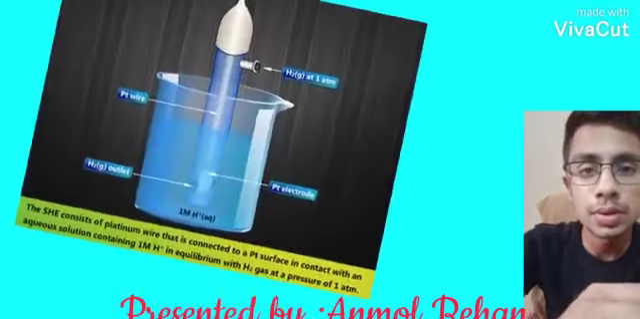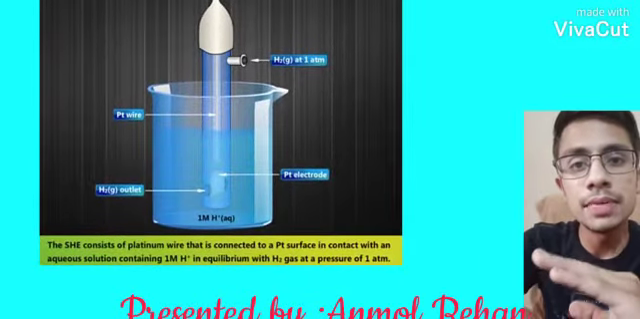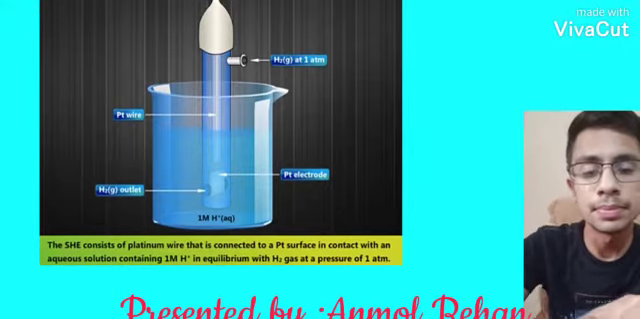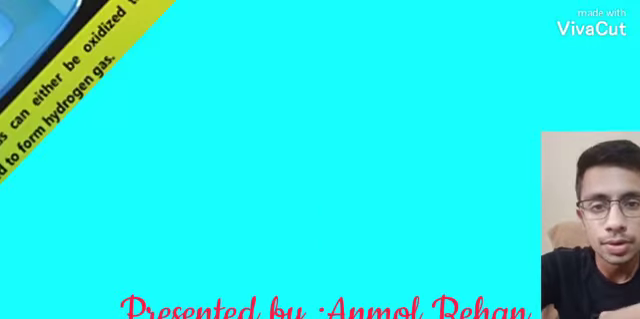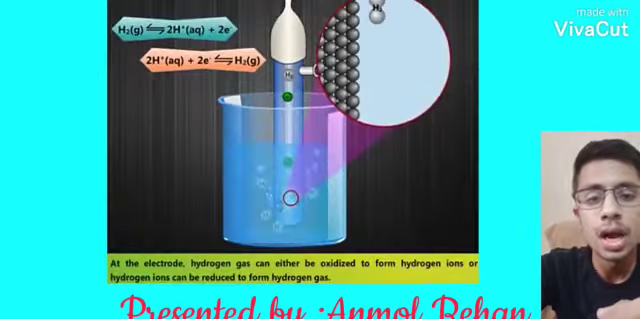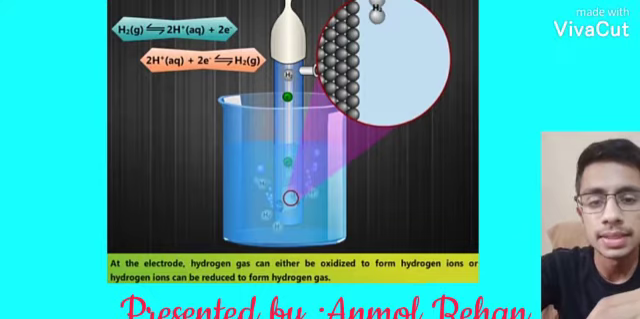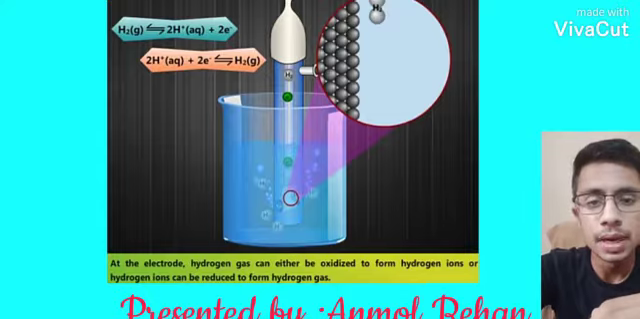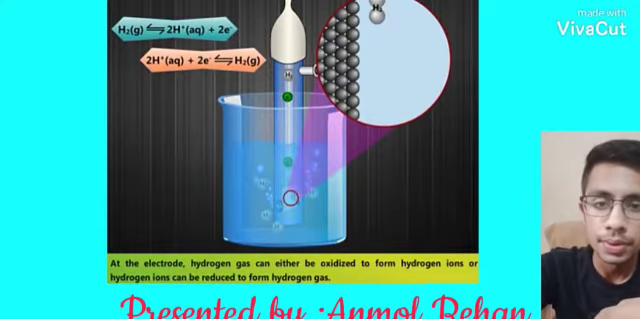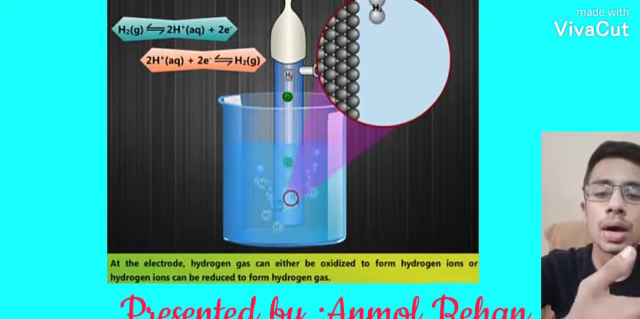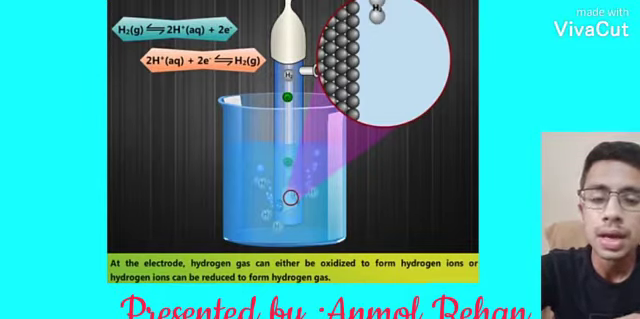The standard hydrogen electrode consists of a platinum wire connected with a platinum surface in an aqueous solution at a pressure of 1 atmosphere. Hydrogen gas is bubbled around a platinum electrode. At the electrode, the hydrogen gas gets oxidized to hydrogen ions, or hydrogen ions get reduced to hydrogen gas.